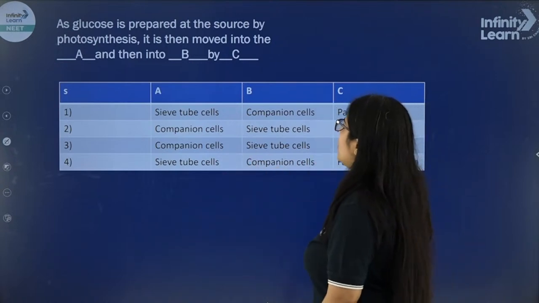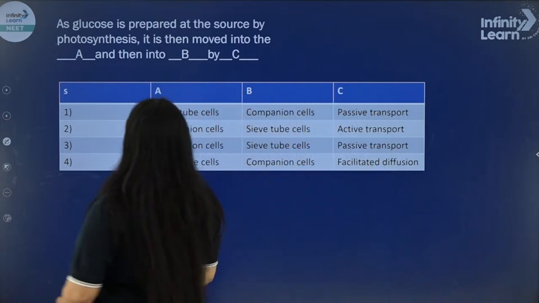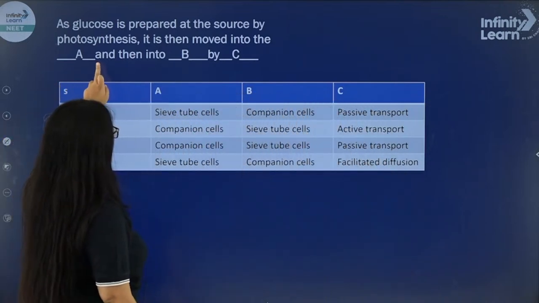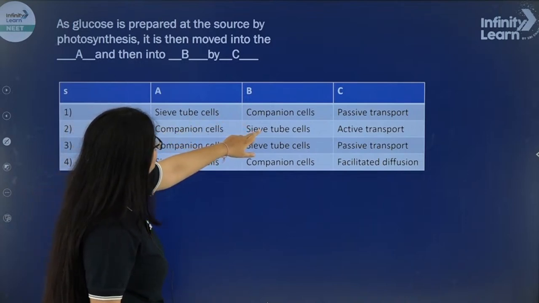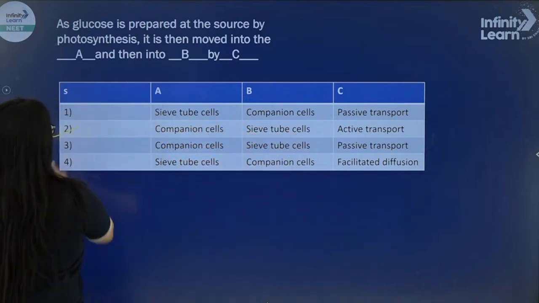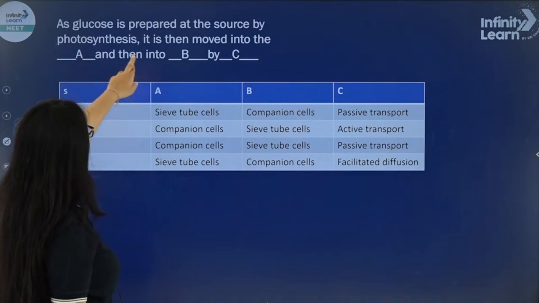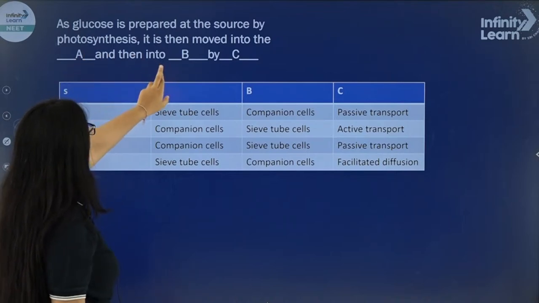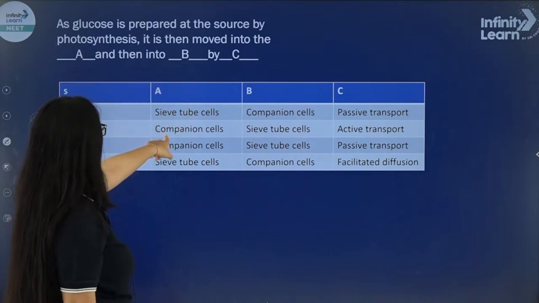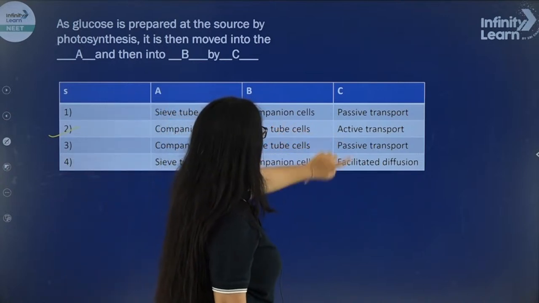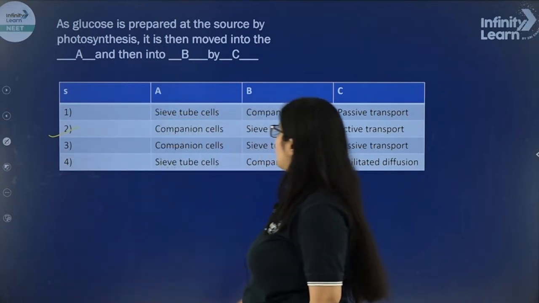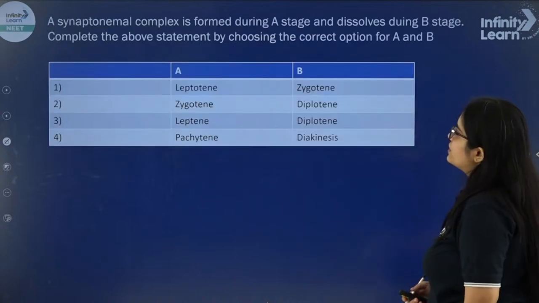Please remember this. It needs to be moved from the companion cell into the sieve tube cells by an active process. Let me match it again. As glucose is prepared at the source by photosynthesis, it is moved into a companion cell and then into sieve tube cells, and that is active transport. I hope you got the answer over here. Next question.